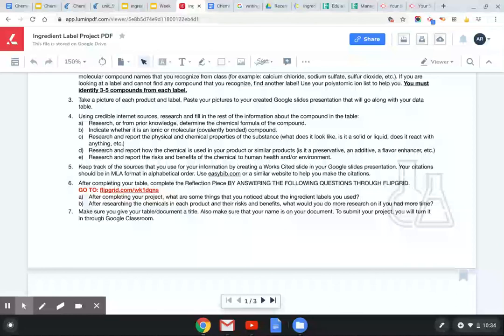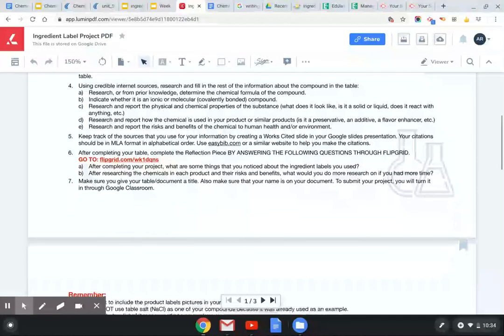And then all of the information that you search online, you want to make sure that you put it into a works cited slide or a reference slide. Same thing, a slide where you have all of the sources that you have looked up this information from. Okay. And then the reflection piece or conclusion per se will be you recording yourself and answering and reflecting on the 2 questions that I have there for you. And you're going to do that through Flipgrid, and the link will be right there.